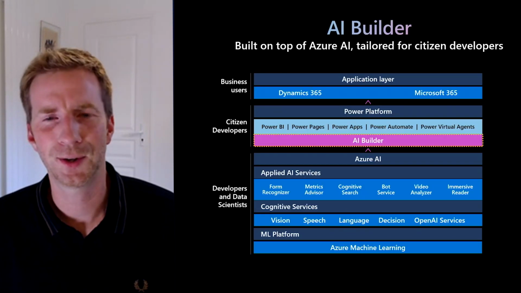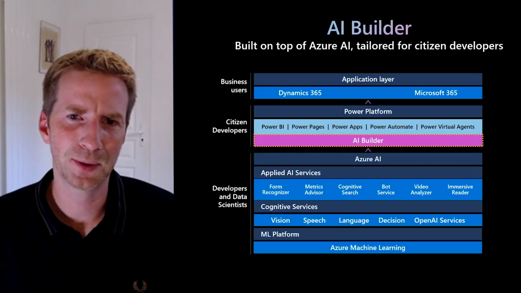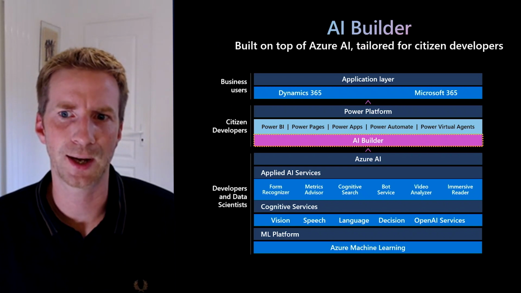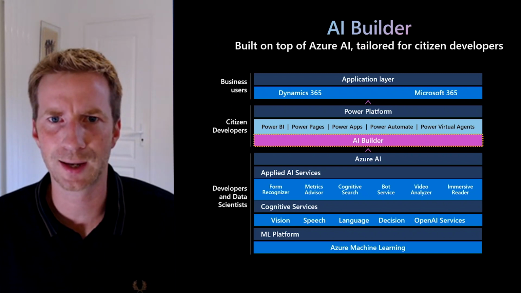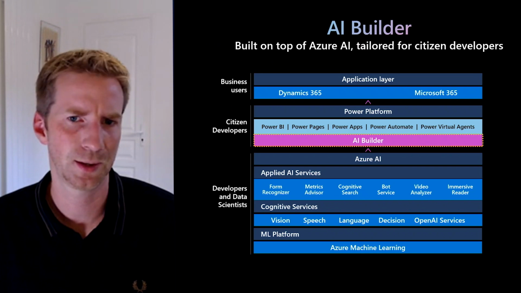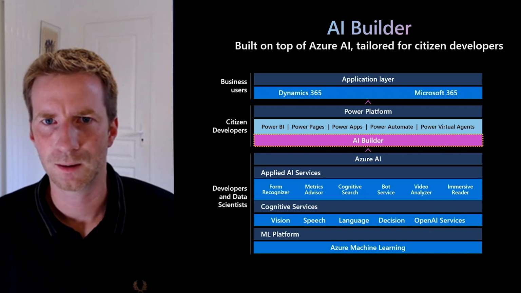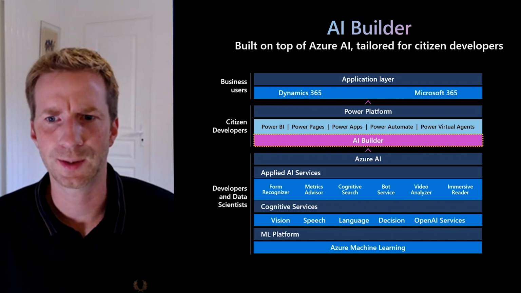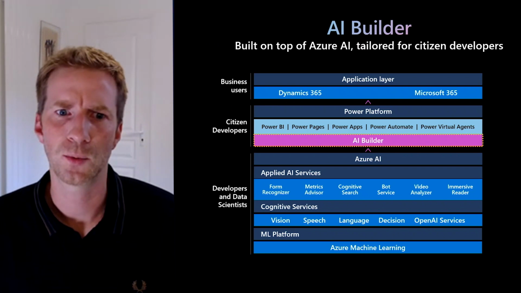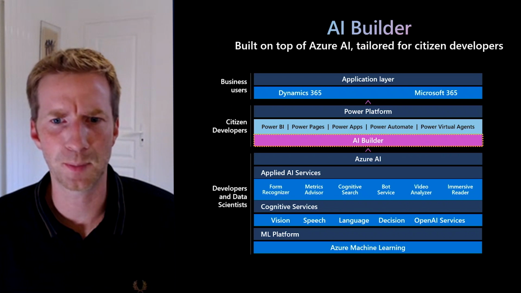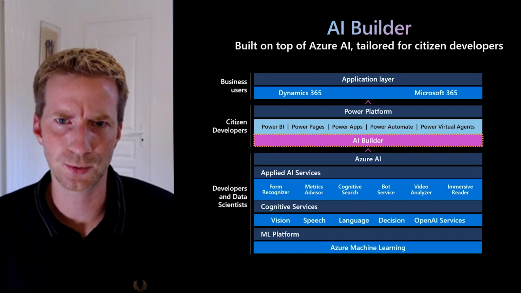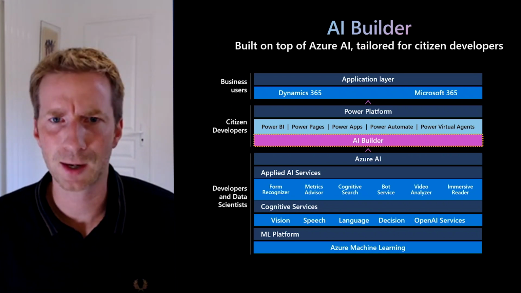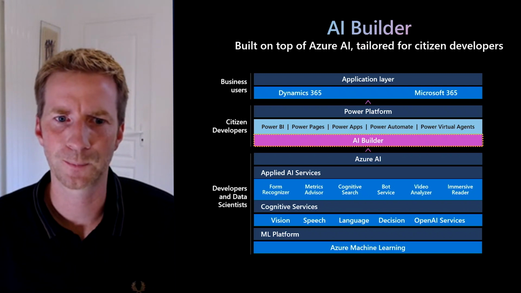Let's look at what's under the hood of AI Builder. AI Builder is built on top of Azure AI, giving citizen developers access to Azure AI capabilities in no code. Microsoft's AI portfolio consists of 3 layers. At the top, we have the application layer with line of business apps designed for business users and accessible through Dynamics 365 and Microsoft 365 product offerings.